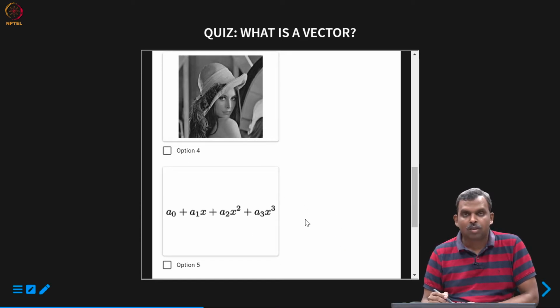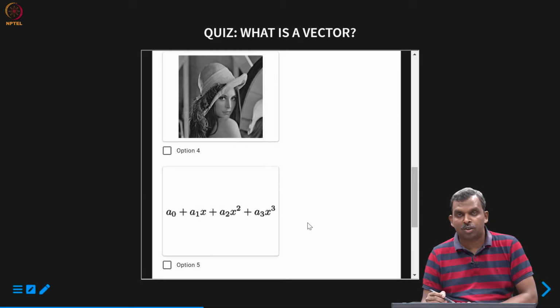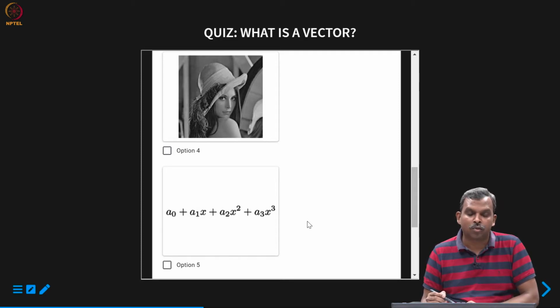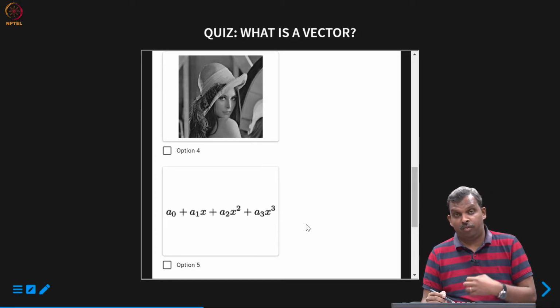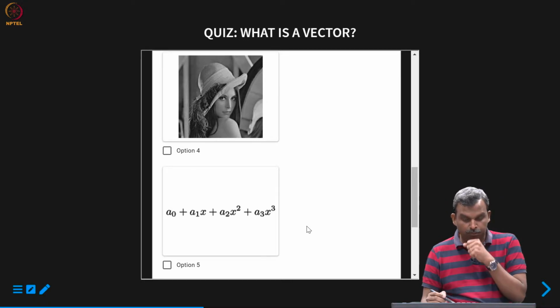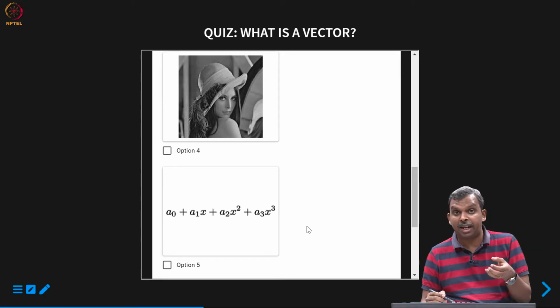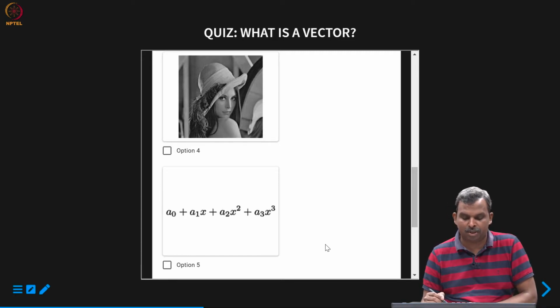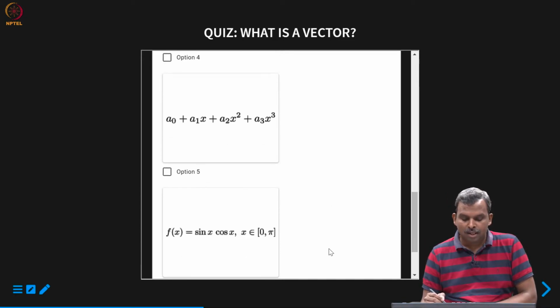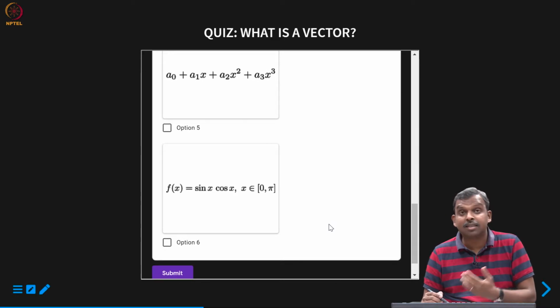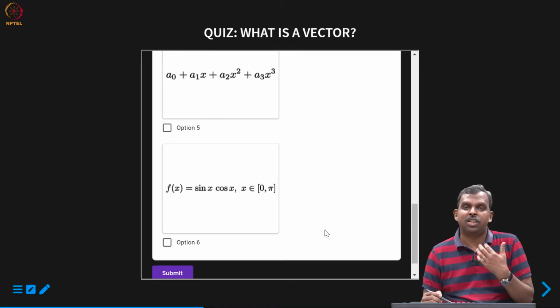What about this one? a0 plus a1x plus a2x squared plus a3x cubed. When you think of it, you immediately say polynomial. The word vector doesn't really come to mind, but is it a vector? The way we think of it in an algebraic way, can it be made to behave like a vector? Can we think of it that way? Those are interesting questions for you to ask. Here is another object, sin x times cos x, where x is between 0 and pi. Normally you think of it as a function. Can I think of it as a vector? Does it have algebraic properties similar to a vector? These are all interesting questions.